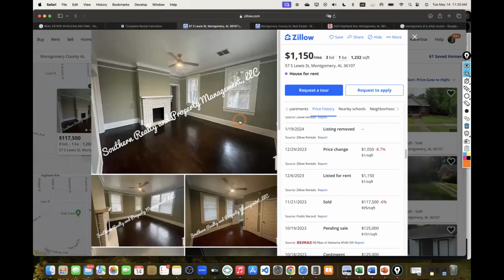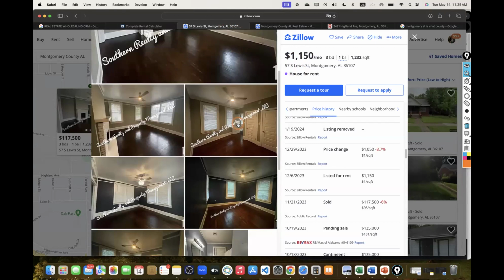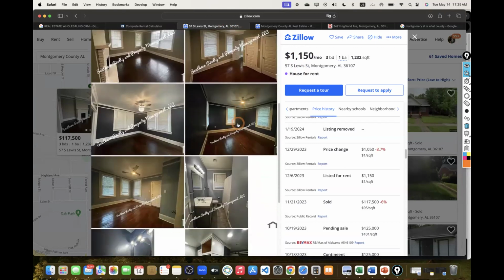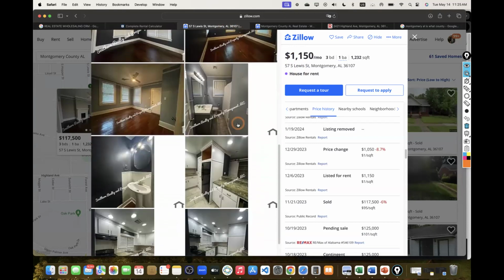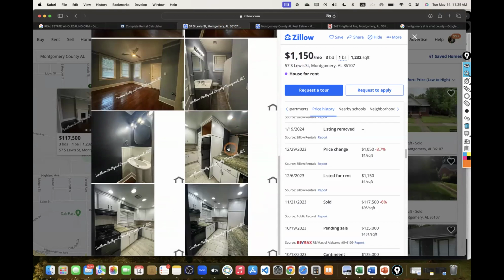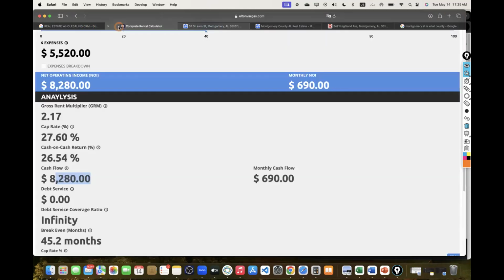Just like this one right over here. Very minimal stuff that you have to do. Just the painting and the flooring, and just doing updates to the kitchen and keeping it very minimal are gonna do a huge favor for you. But that's a deal right there, honestly.